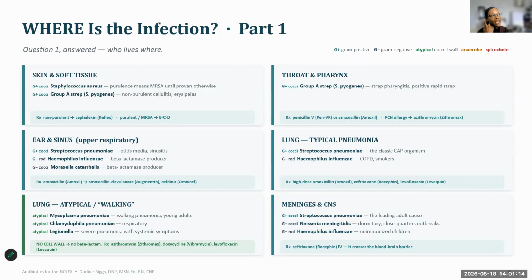Now let's say it's the ear and the sinus, your upper respiratory. It could be gram-positive cocci or gram-negative. If it's gram-positive, most likely Streptococcus pneumoniae. Your otitis media, sinusitis: we palpate, very tender, could have a fever. Your gram-negative is Haemophilus influenzae, beta-lactamase producers. You see how I'm repeating this information so it sticks to your long-term memory. Beta-lactamase producers, and you know what that means now. Gram-negative cocci Moraxella catarrhalis, beta-lactamase producers.